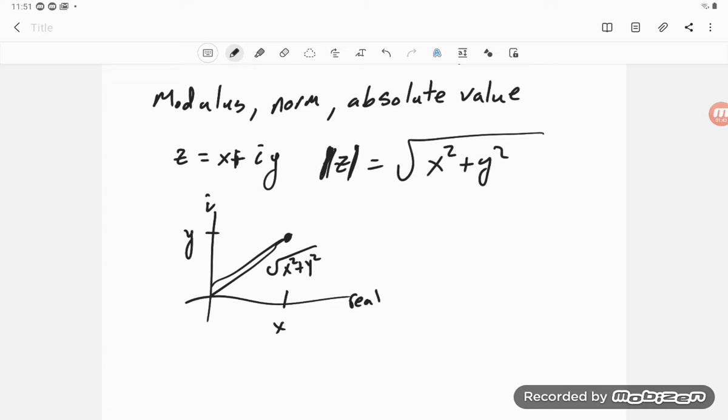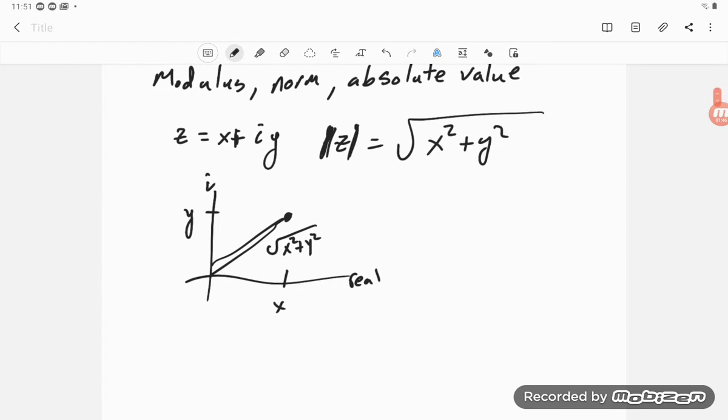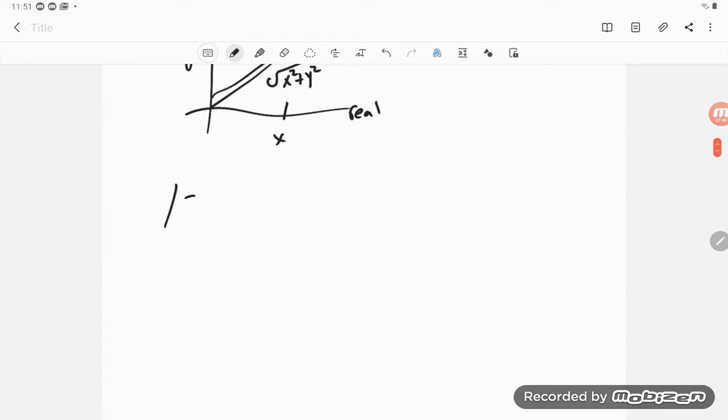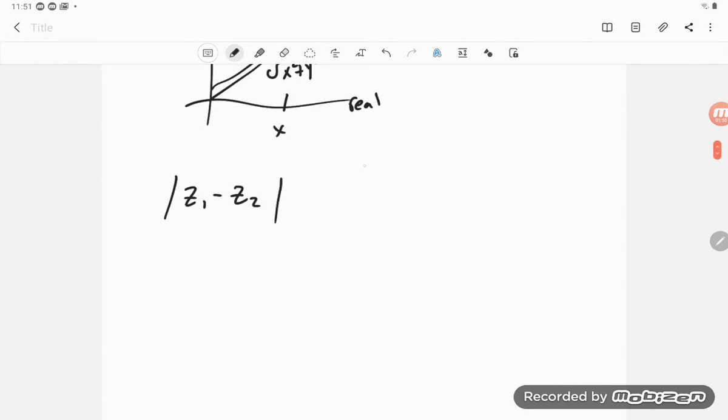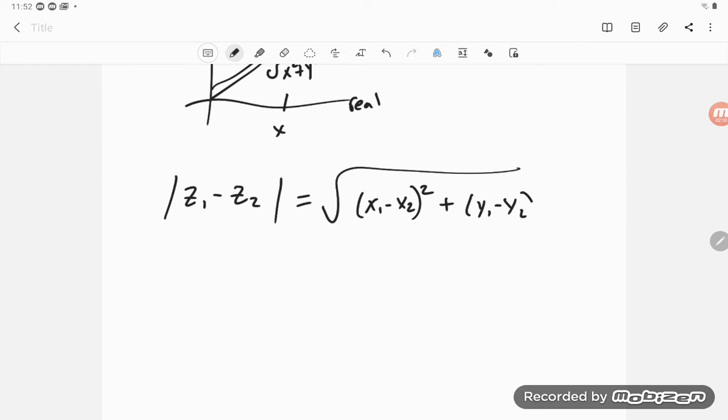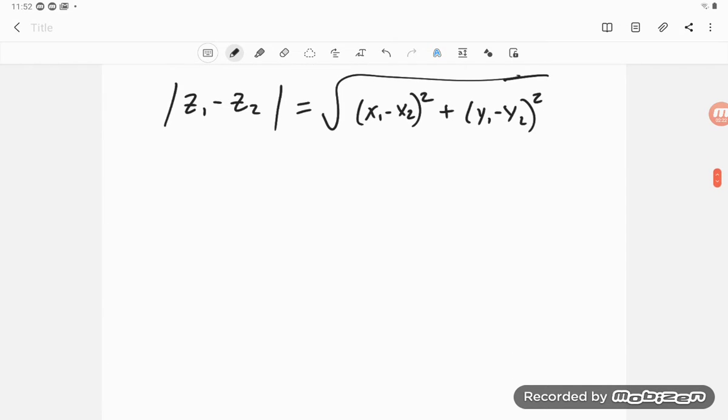And if we want to get the distance between two complex numbers, or the absolute value of z1 minus z2, well, it is simply that same kind of distance formula. So that's x1 minus x2 squared, so the real parts, plus y1 minus y2, okay, the imaginary parts. And it's just the regular distance formula between 2 points in a plane. So nothing amazing there.